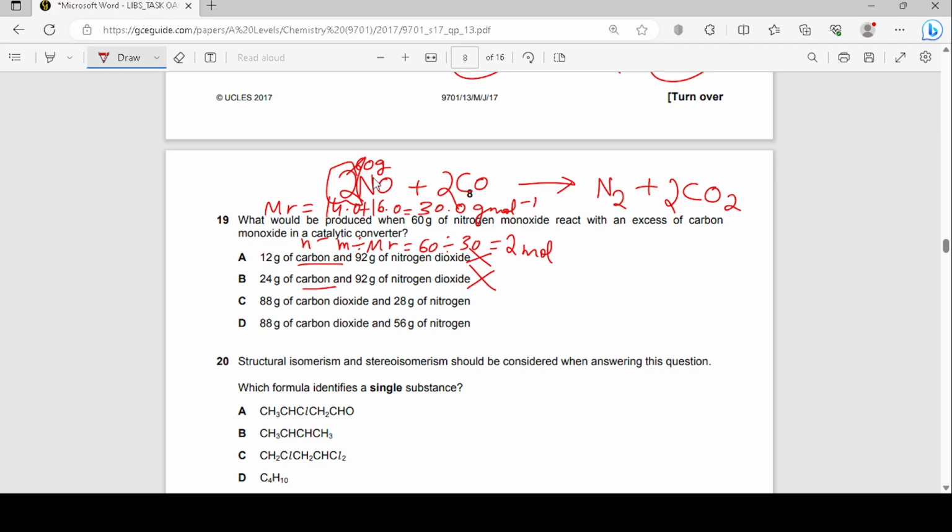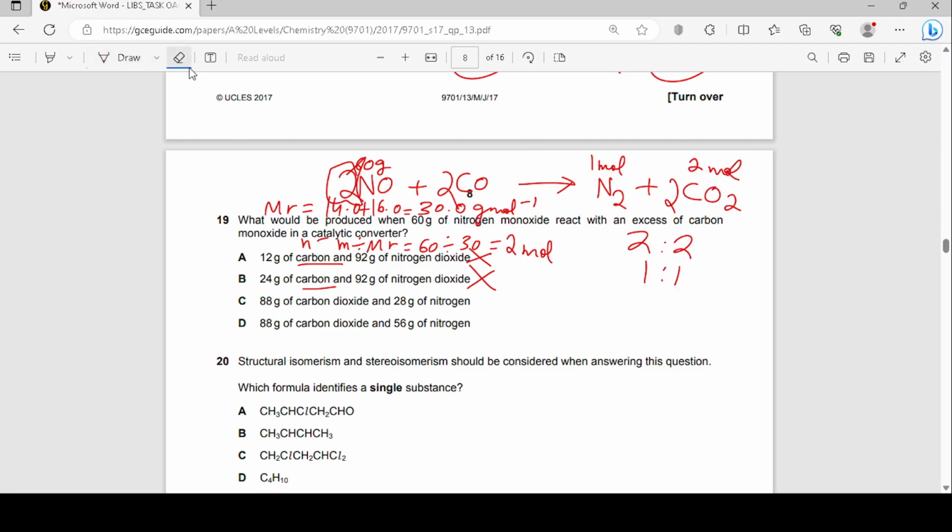And now we're going to check. The ratio between NO and N2 is 2:1. So if this is 2 moles, this should be 1 mole. And the ratio between NO and CO2 is 2:2, which basically means 1:1. So if this is 2 moles, this should also be 2 moles. So I got 2 moles here, so this should also be 2 moles.